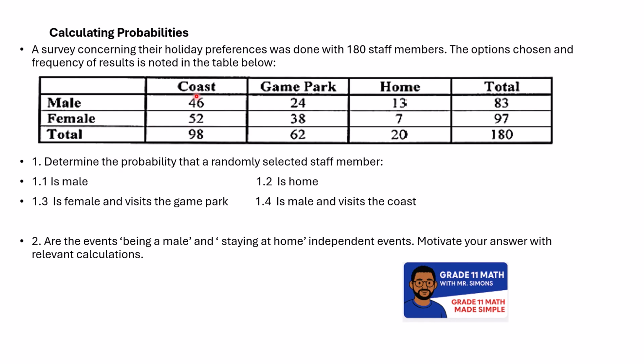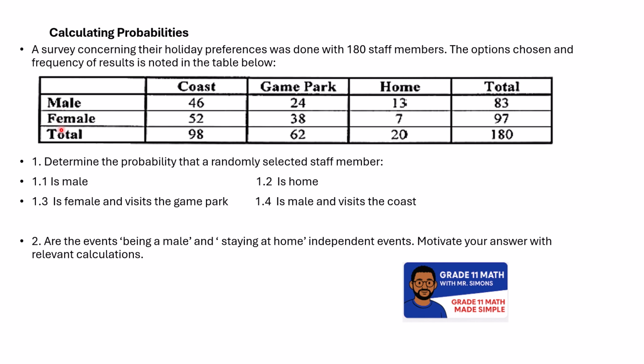The females, 52, want to go to the coast. I assume that's the 52 that's in the gym regularly and just want to go get some vitamin D from the sun. We have 38 females that want to go to the game park, and we have 7 females that want to stay home. And these, I assume they enjoy reading a book. These, I assume, are more adventurous that want to go to a game park. In total, we have 97 females interviewed. So more females than males have participated in the survey, whichever way you want to look at it.